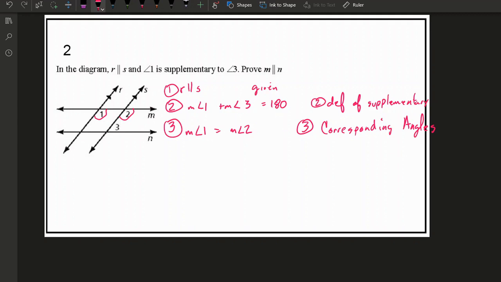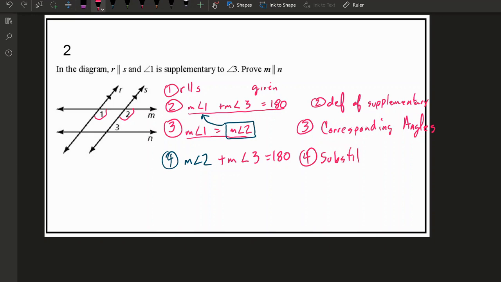Now, what I want to do here is take step 2, which says 1 plus 3 is 180, and step 3 says 1 is the same thing as 2. So I am just going to take angle 2 and replace it right there. So for step 4, I'm now going to say measure of angle 2 plus measure of angle 3 equals 180. The reason I'm allowed to swap out things that are equal to each other is substitution. So now I've shown that 2 plus 3 is 180 degrees, which means angle 2 and angle 3 are supplementary.